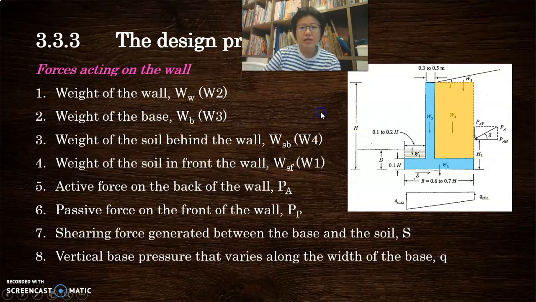Alright, then we move on to the soil that is being backfilled at the front of the wall. Obviously, you're going to put some soil here so that it can make up the height, and this again is sitting on the base of the wall, so it is going to add on to the stability of it. Alright, that's W1. And next, you have this active pressure, horizontal thrust, PA, coming in from the back.